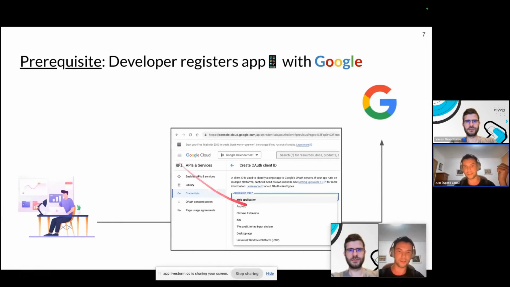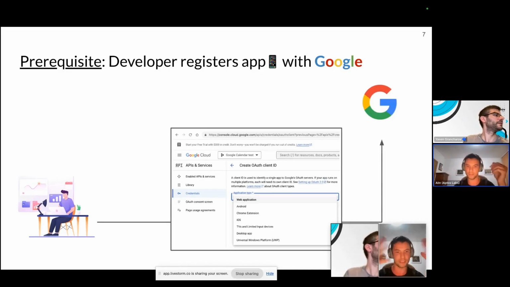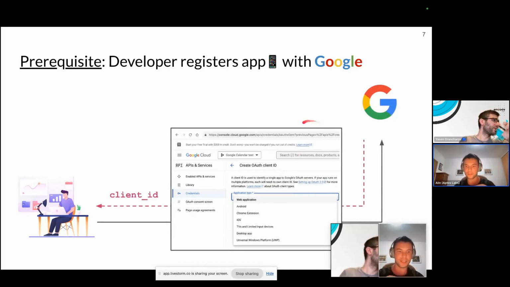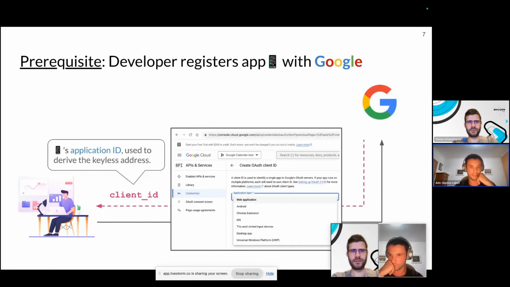So you go to Google, you say, hey, I'm going to register a web application. Its domain is www.metamask.com. It's going to be a web wallet. And after you do that with Google, Google gives you this so-called client ID, which is an identifier that's Google specific for your DApp. And now when your DApp is live, you've deployed, let's say, metamask.com. Oh, and I should say, by the way, this client ID is the same application ID I mentioned earlier that's used to derive the keyless address together with your email address.